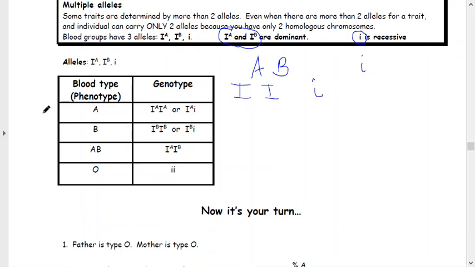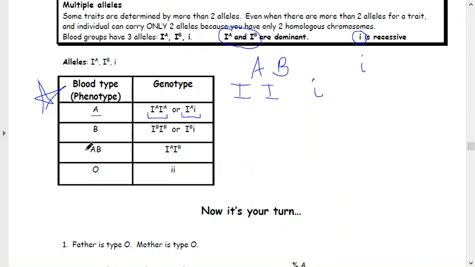So this table, you don't have to memorize it by any means, but I have a feeling you probably will by the end of the unit. If you're homozygous for blood type A, that means both of your alleles are A alleles. Or you could be heterozygous for type A, in which case you have one dominant allele and one recessive allele.